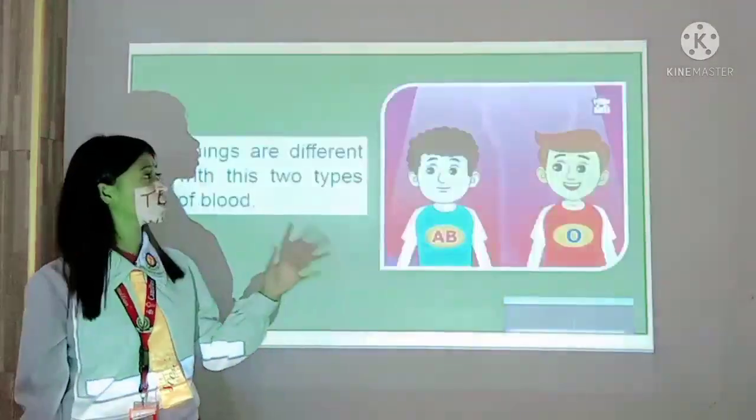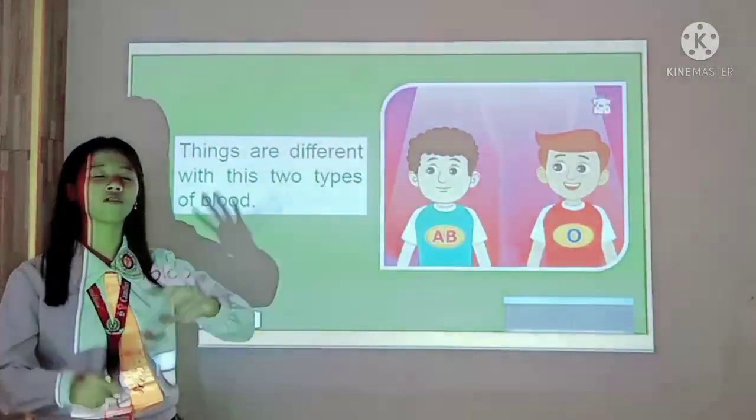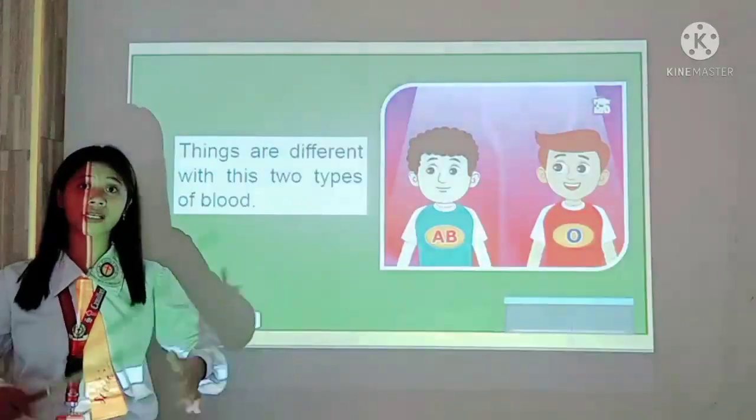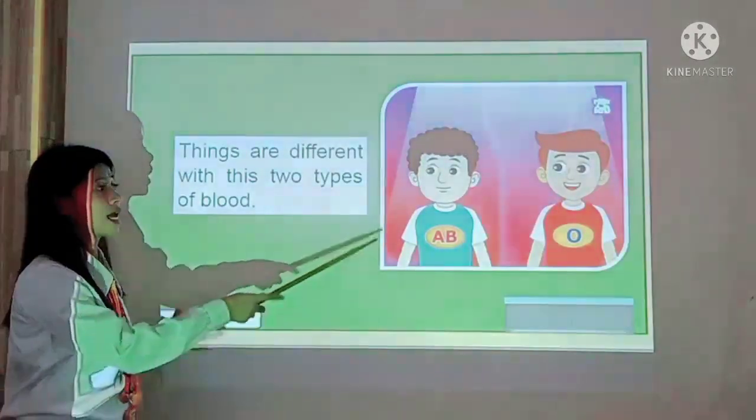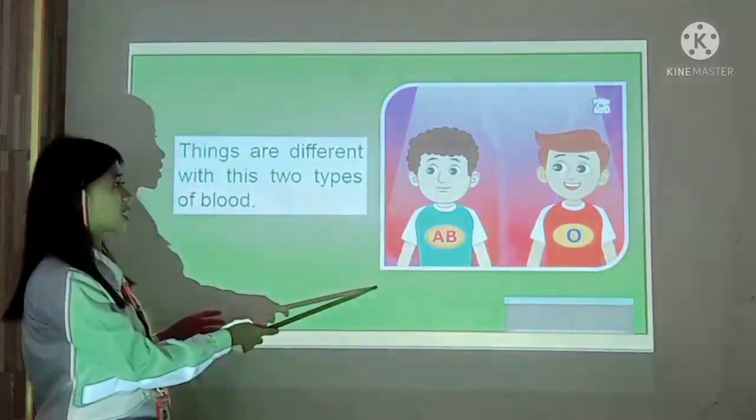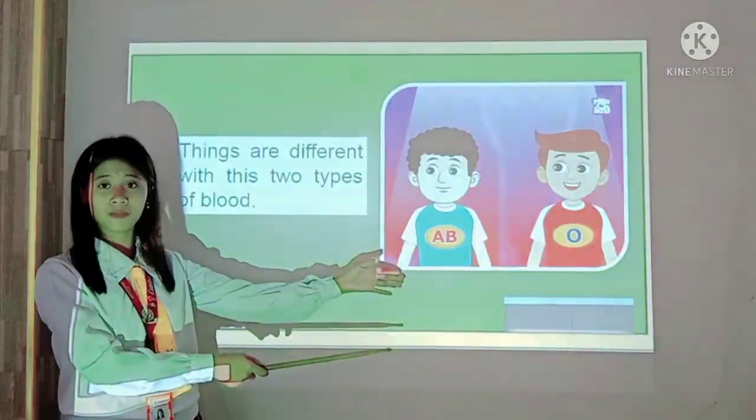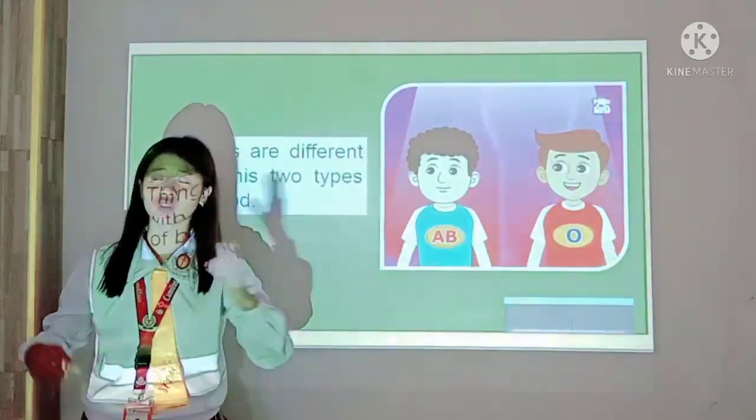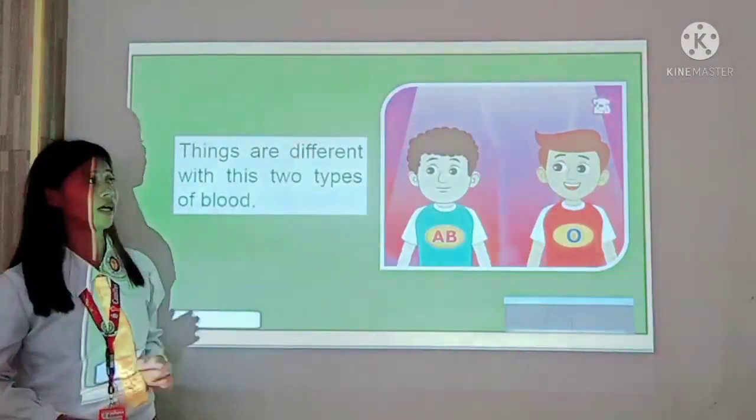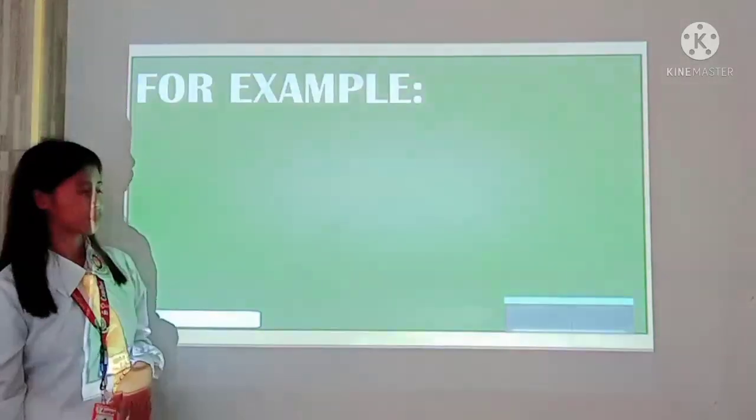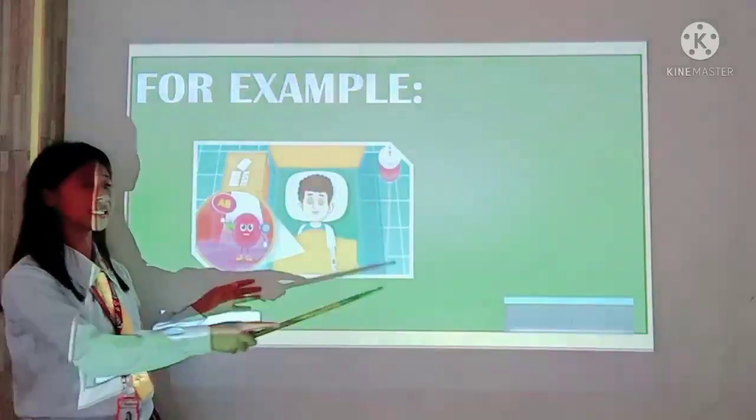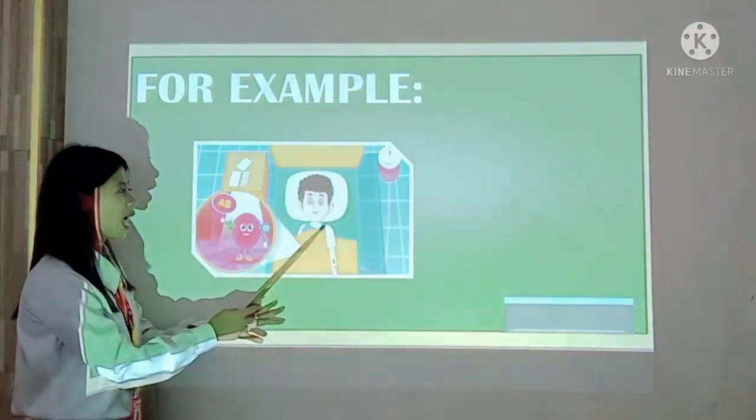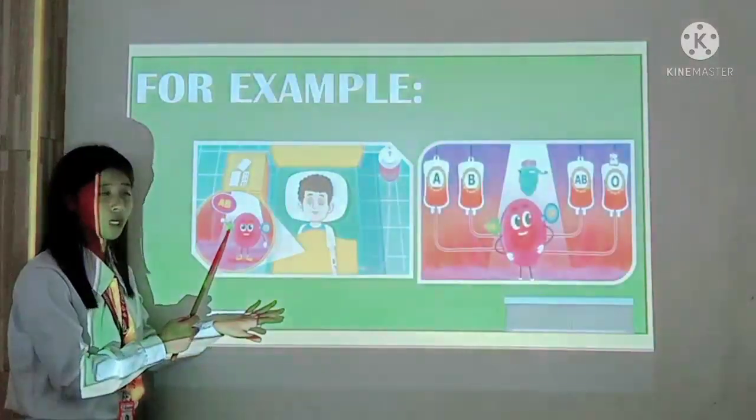However, of course, there is an exemption. Okay, next. There is an exemption in our blood types, like these two types of blood, which are type AB and type O blood. For us to understand more, let's have an example. As you can see in this picture, this man has AB blood.